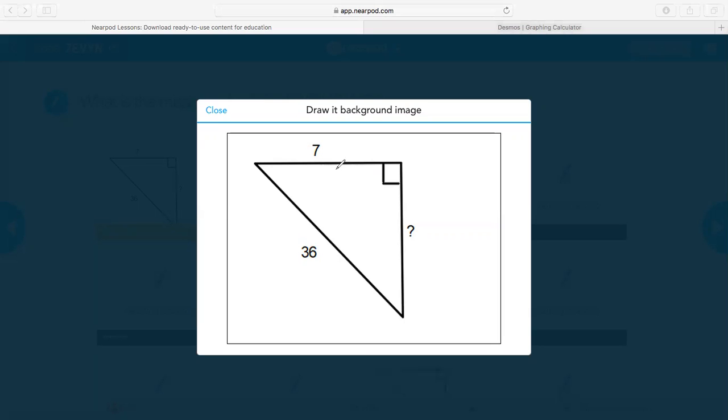So first thing I need to do is label my triangle. I know I'm missing a leg because this is on the side of the right angle. So I'll just say I'm missing B this time. So I'm switching it up on you.